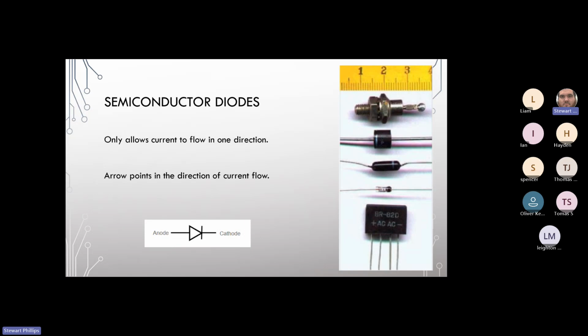When the rated reverse voltage is exceeded, a diode will eventually begin conducting. This point is called the reverse breakdown voltage.